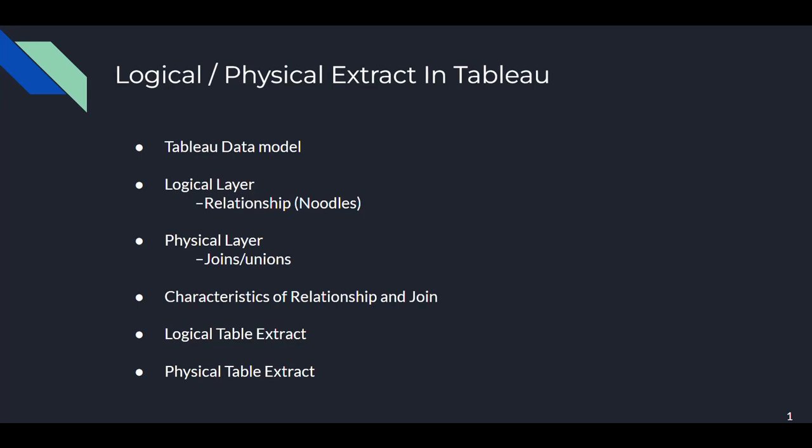First, we'll cover the Tableau data model. Then in the Tableau data model, we have two layers, which is the logical layer in which relationship is used. Then we'll talk about the physical layer in which joins and unions are used. Then we'll understand the characteristics of relationship and join, like what are the advantages and disadvantages of using them.